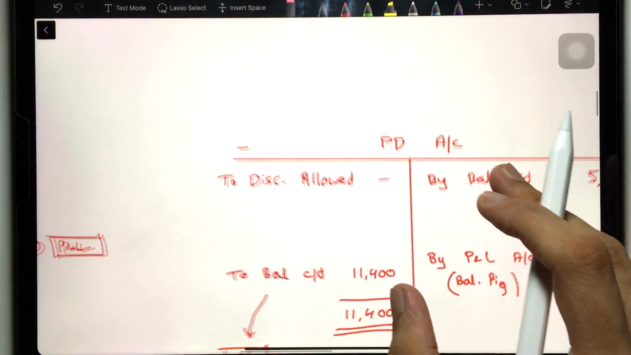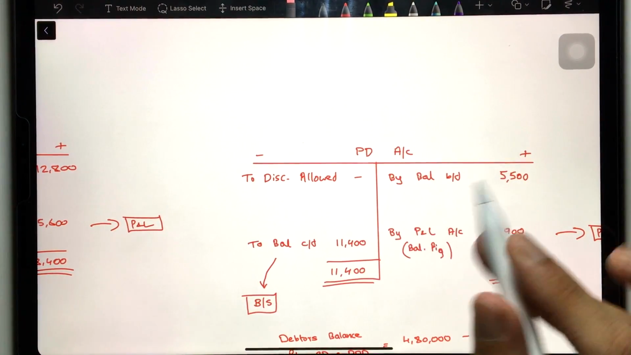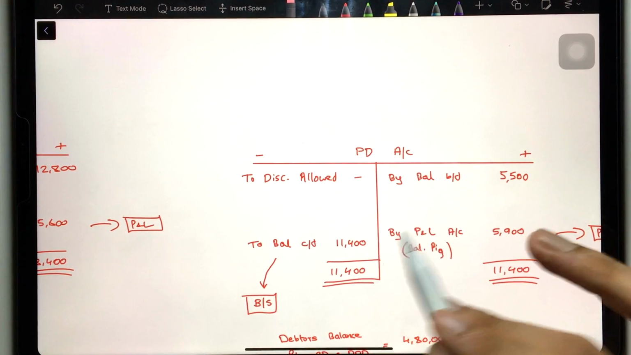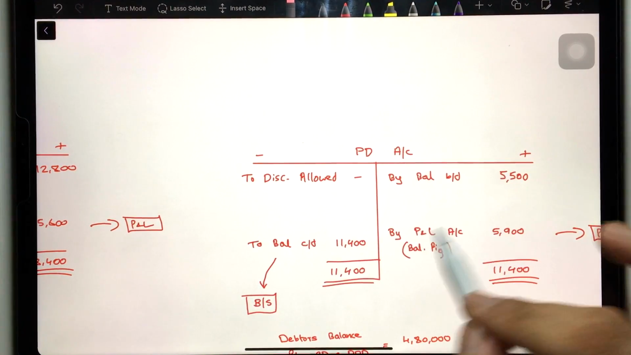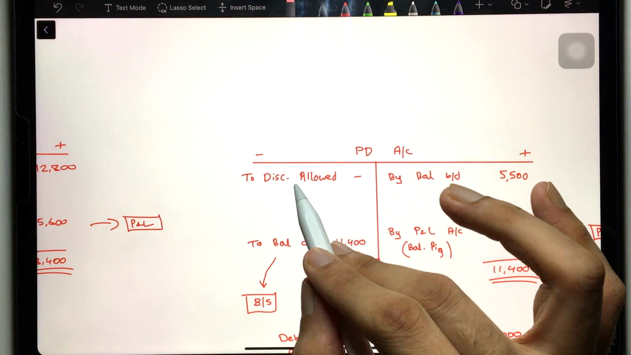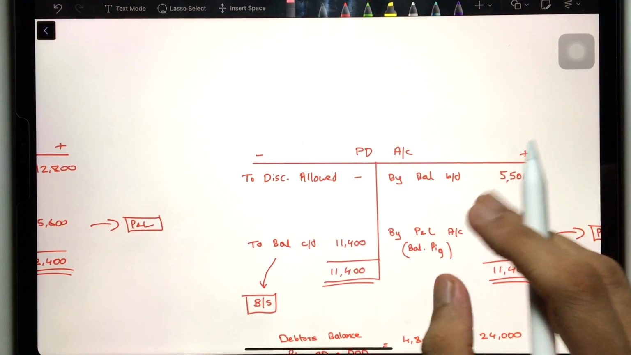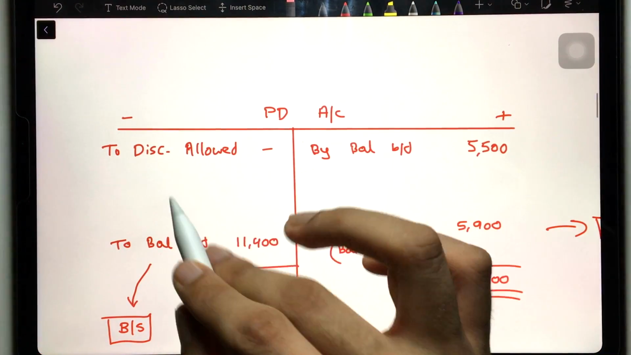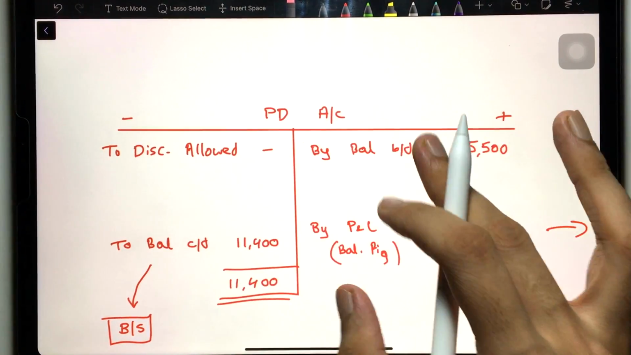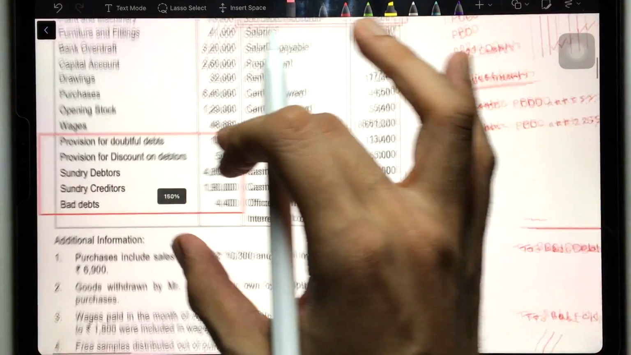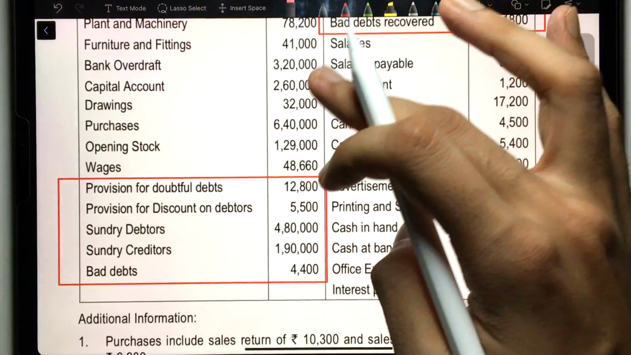Okay, see, provision for discount, opening balance, closing balance. Here mostly there will be profit and loss effect, and then the expense will come over here. Now here the expense is what? In provision for discount, the expense is discount allowed, not bad debts. So you have to see if there are any discount allowed in the question, in the trial balance.